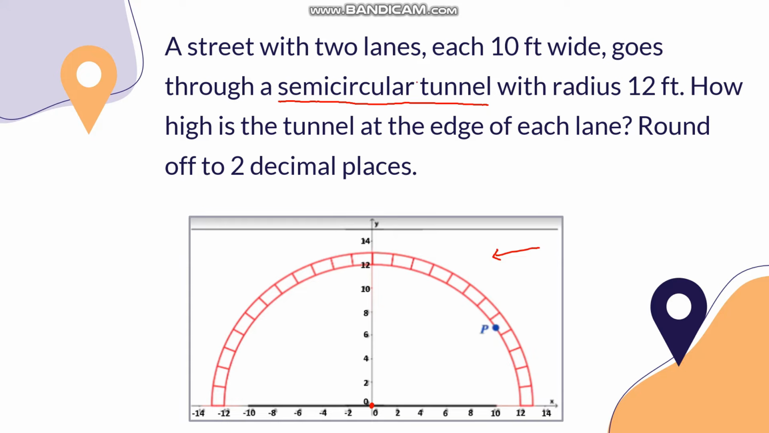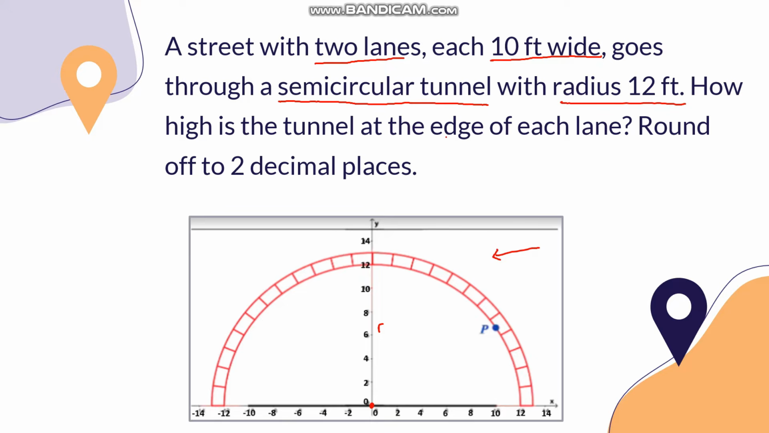Another thing is the radius is 12 feet. This segment here represents the radius, and as you can see, it's 12 feet. Next, we know that there are two lanes, and each lane is 10 feet wide. At the bottom, these two line segments on different sides of our plane display the lanes that we have. Each of them is 10 feet wide, so as you can see, it goes up to 10 only.